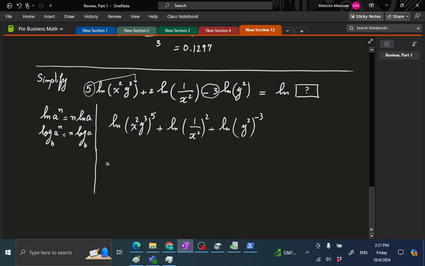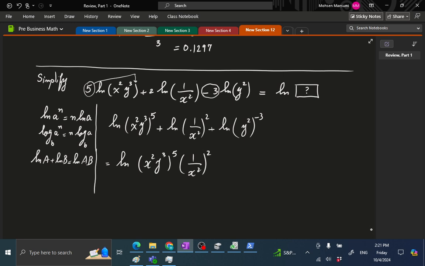Another rule of logarithm we had is that if you have logarithm of a plus logarithm of b, that's the same as logarithm of ab. So here I have several logarithms added up. I can write it as a single product. So I'll write it as (x squared y cubed) to the power of 5 times (1 over x squared) squared. And the other one, I can write as y to the power of minus 6.